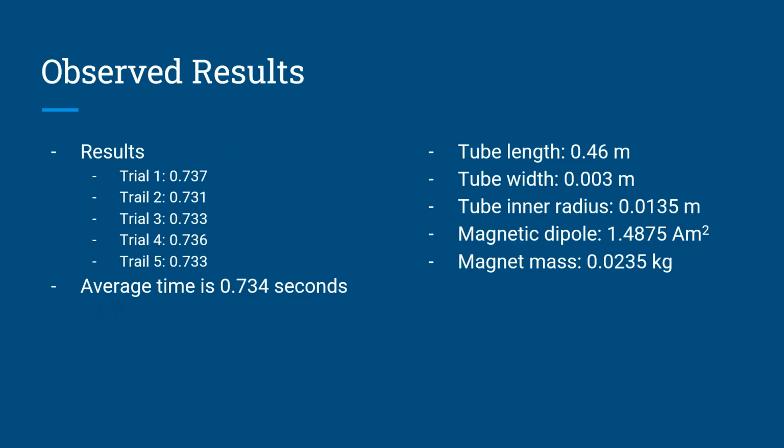Here are the observed results and initial conditions that we found for this lab. On the left here are the trials for each of our times, and the average time is 0.734 seconds. And on the right here, we have the initial conditions of the tube and the magnet.